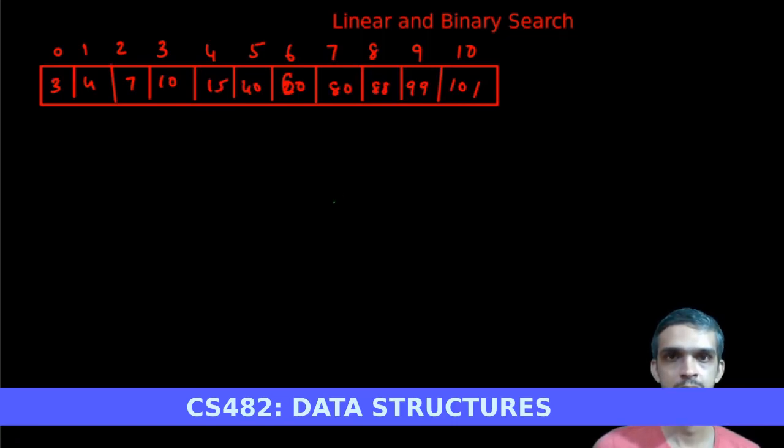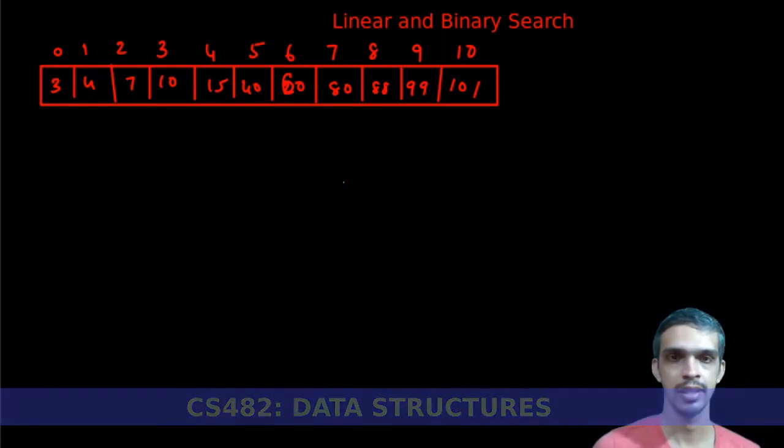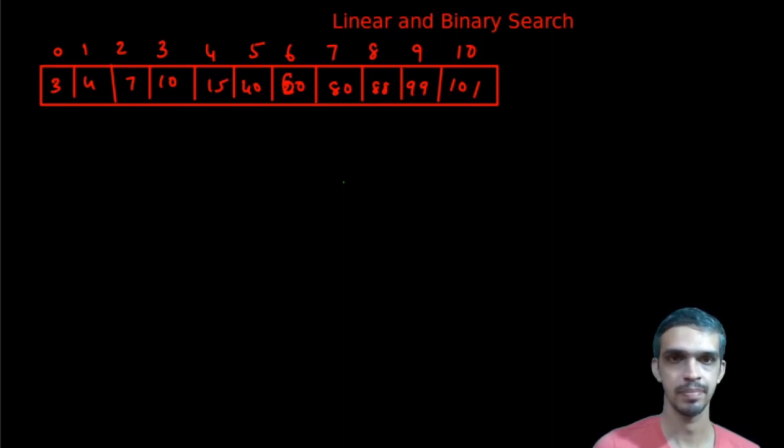This session discusses two algorithms for searching in an array data structure. They are linear search and binary search. So the problem is, given a key k, we need to search the linear data structure array. So this shows an example.